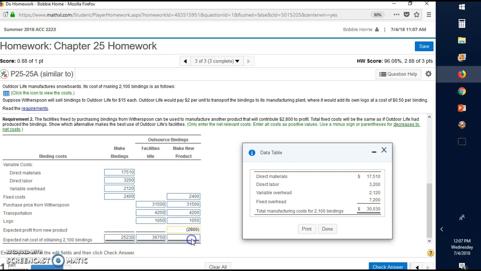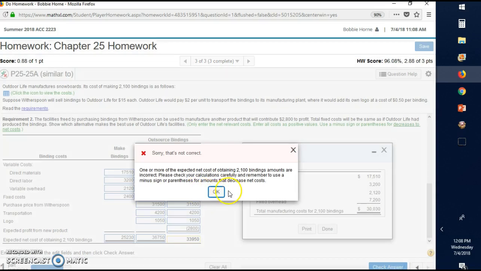So 36,750, I could just use this, and then that would be reduced by the profit, by some of the costs that we have incurred. So if we did this scenario, it looks like we're still going to have more cost if we make a new product than if we just went ahead and made what we were planning on making and selling it ourselves. Uh-oh.